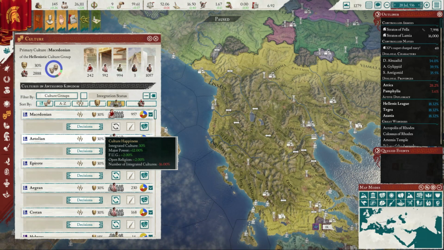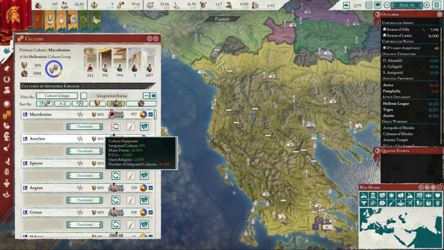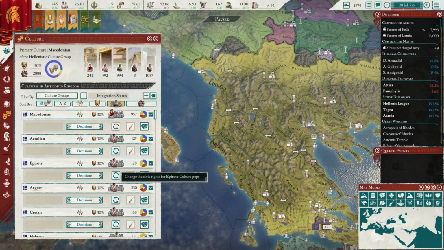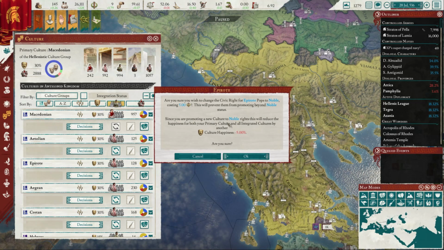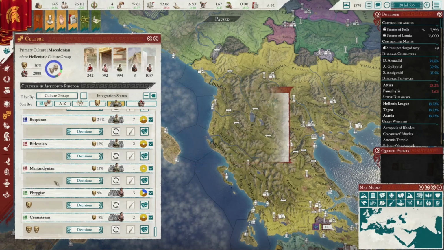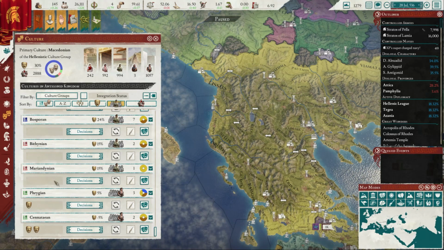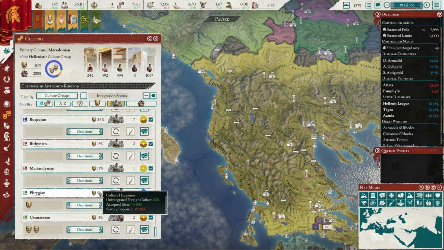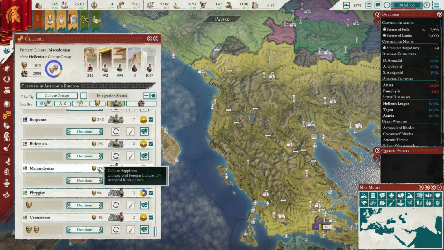If I were to remove the civic rights from one of them, then I would lose a 4% negative modifier, upping the culture happiness of the other integrated pops to 34%. It's important to note that integrating cultures to noble status hands you a 5% penalty and not 4%, so do take that into account. Of course, the opposite is true. Set any culture to slaves and that culture takes a hit to their happiness. Freeman's civic right is like the middle ground, offering no negative effects on the culture's happiness.